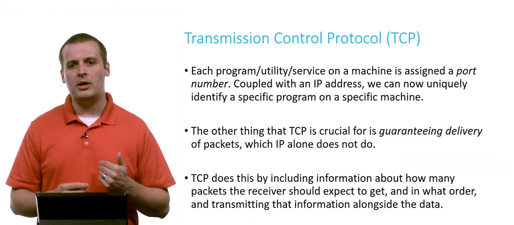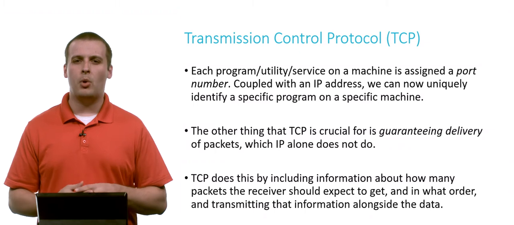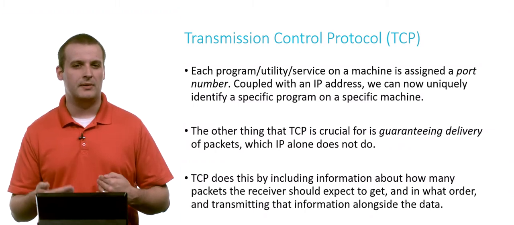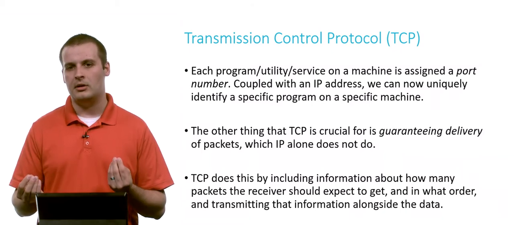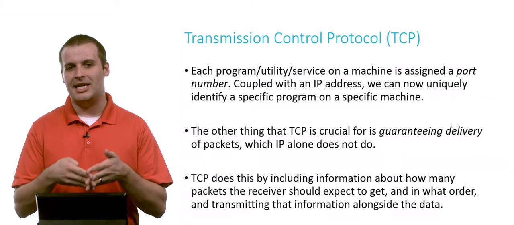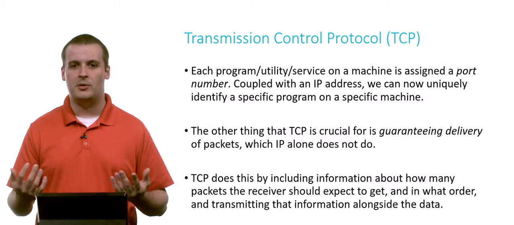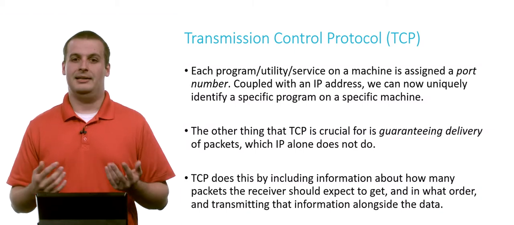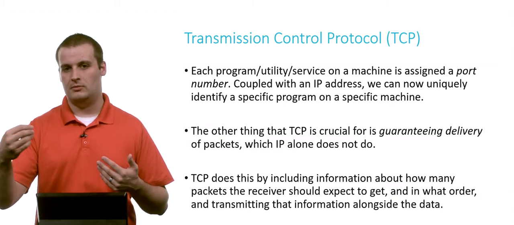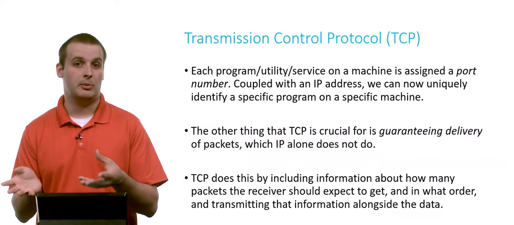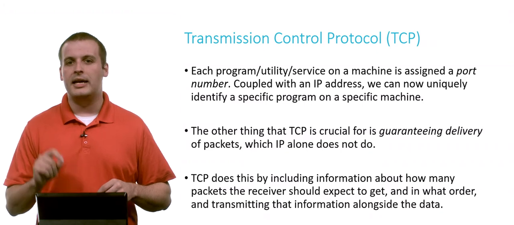So if we now couple a machine's IP address with a so-called port number, and a port number is how a specific service, a utility, or a program is identified on a machine, then we can uniquely identify a particular service running on a particular machine. So that's why TCP and IP are so frequently interrelated, because that port number on its own doesn't really mean anything. You need a port number and the machine that you're talking about, what machine is supposed to be using this particular port, for example. The other thing that TCP does, as I said, is it guarantees delivery.